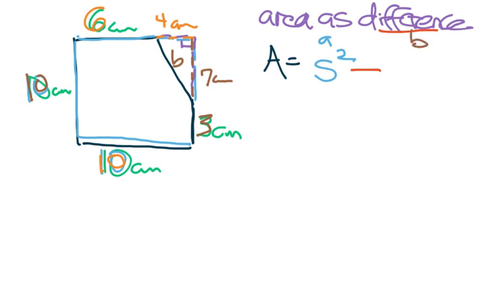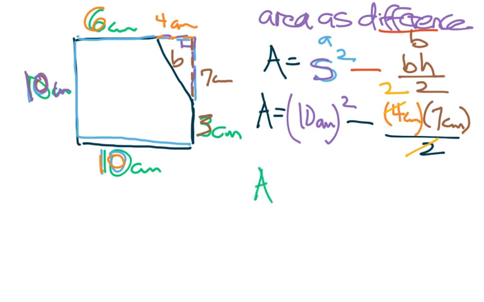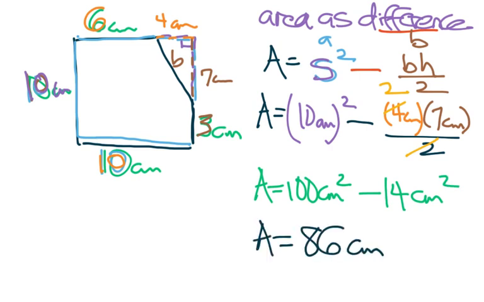So I'll say the base is 4 centimeters. BH over 2. I'm sorry, we'll get to that in a moment. So let's plug in. So we got S squared. That's our 10 centimeters squared. So we'll say 10 centimeters raised to the second power minus, and then my base is 4 centimeters. My height is 7 centimeters. Don't forget, over 2. Ooh, let's cancel right now. Boop, boop, that's a 2. Okay. A equals 10 centimeters squared is 100 centimeters squared. And then 2 centimeters times 7 centimeters, 14 centimeters squared. And last bit, A equals 86 centimeters squared.